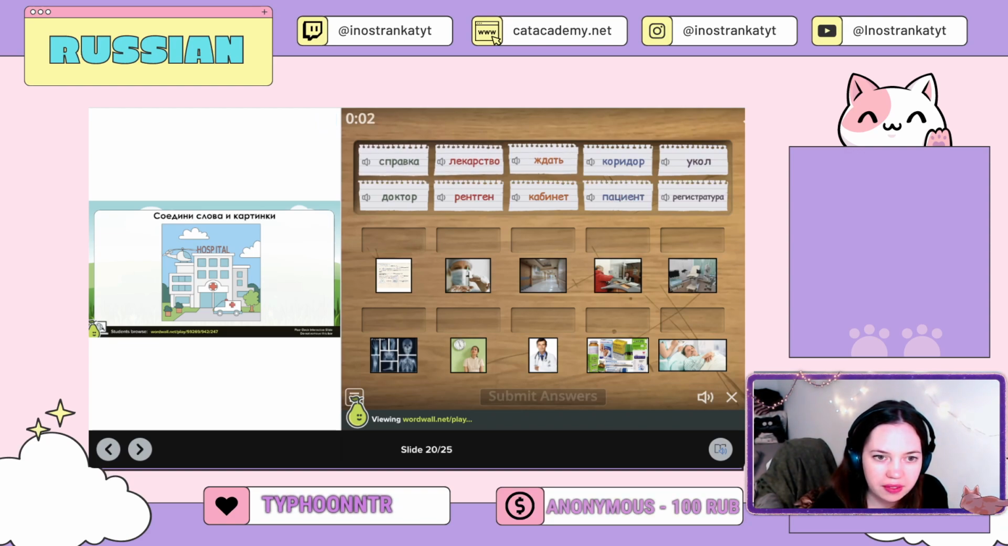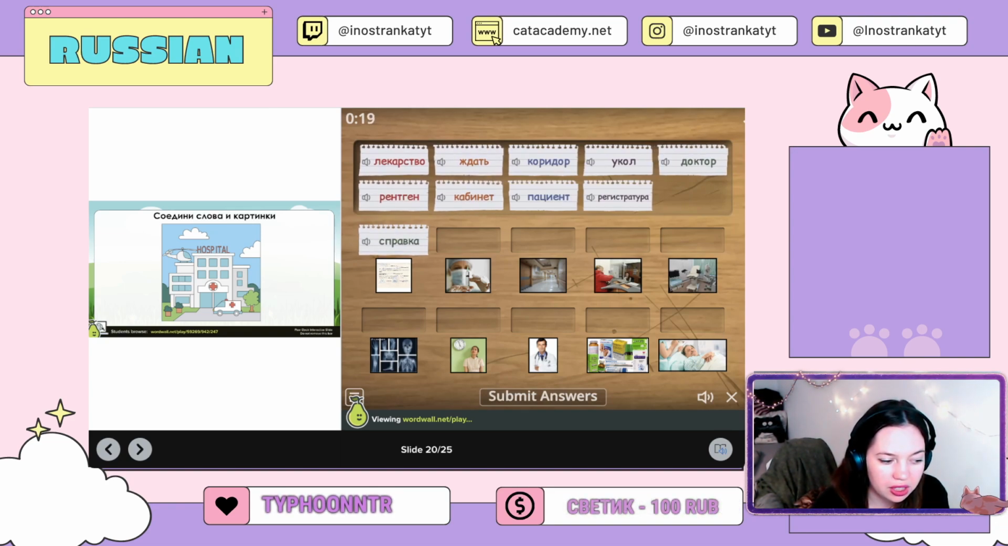So again, we have a set of words. You can click and listen to their pronunciation and try to match them. First one, справка, is spravka. Spravka is a doctor's note. And in my case, it's here, the first one. You might have all of these words in a different order, so just pay attention.